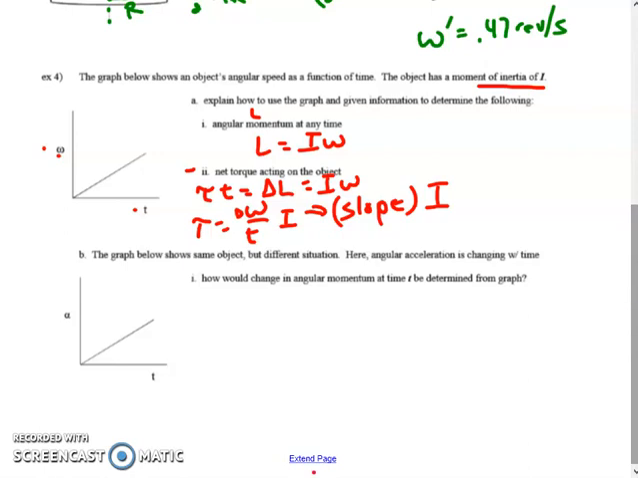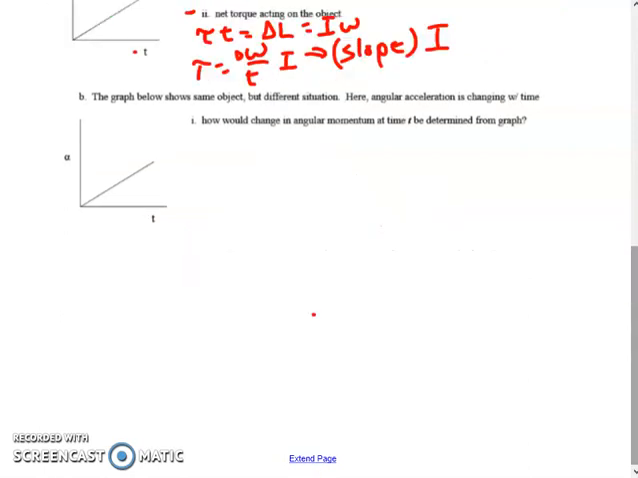All right, last problem. Now we're given the same object, but now we're given its angular acceleration as a function of time. How would change in momentum at any time be determined from the graph? So we want not L, but delta L. This should be pretty straightforward in that delta L is going to equal tau times time, right? There's that impulse idea once again. So how do we get tau from that? Well, that's just I times alpha times t.